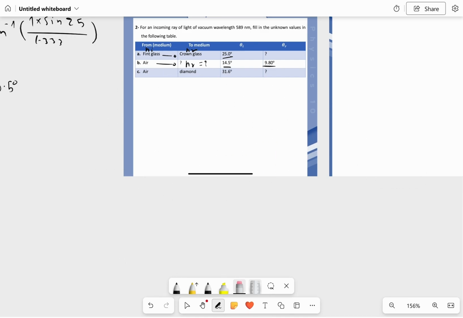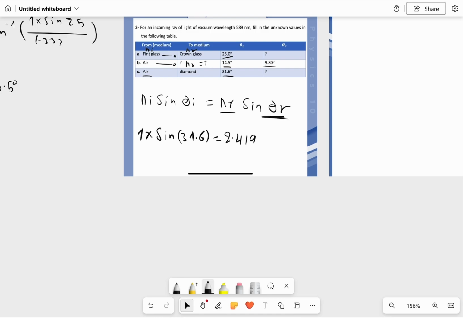This time, we're going to try again to find the angle of refraction. So Ni sine theta I is equal to Nr sine theta R. I'm trying to find this. So I have Ni for air equal to 1, times sine theta, where theta is 31.6. So sine 31.6 is equal to NR, NR for diamond, by the way. If you go back to the table, you're going to find out that diamond has an index of refraction of 2.419, then times sine theta R.